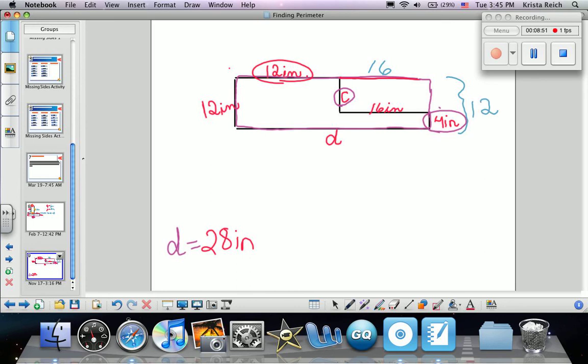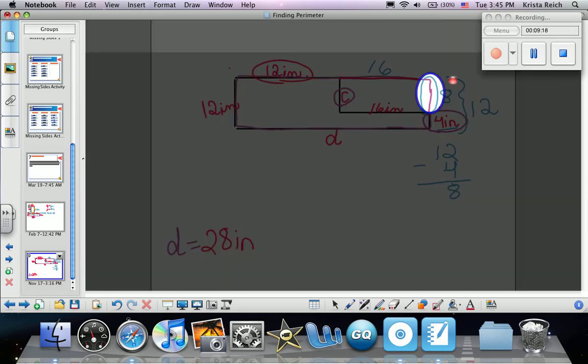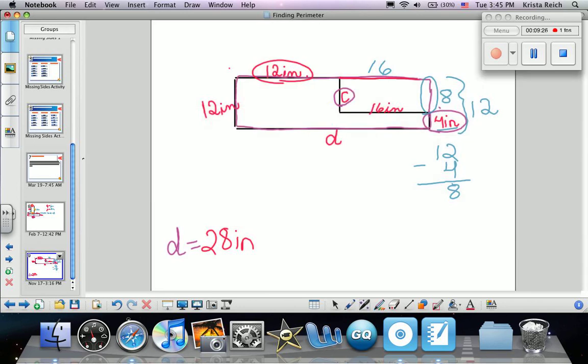But they said this is 4. That's because we have to find this part. And we do that by subtracting 12 minus 4. 12 minus 4 is 8. So this part right here must be 8. So therefore, if this part is 8, then C must be 8. And we were in inches.